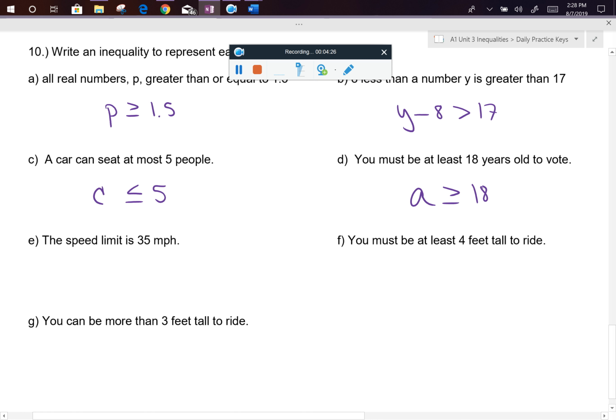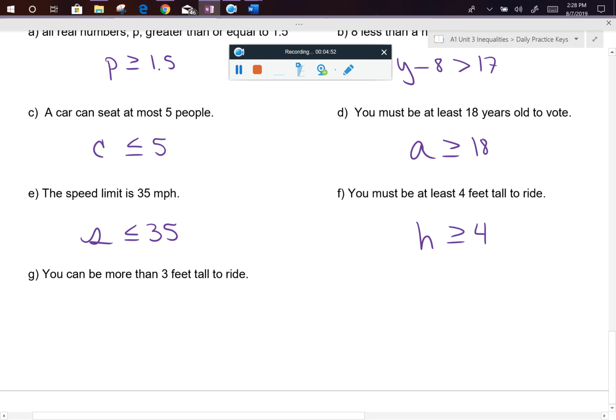The speed limit is 35. So the allowable speeds have to be less than 35 since that's the limit to how fast we can go. So the speed is less than or equal to 35. You must be at least 4 feet tall to ride. So you can ride if you're 4 feet or taller. So if your height is greater than or equal to 4 feet, you're allowed to ride. You can be more than 3 feet tall to ride. So if your height is more than 3 feet, then you can ride.